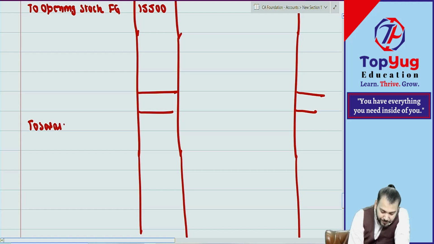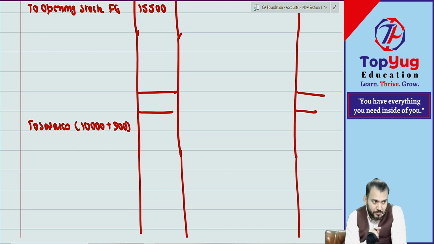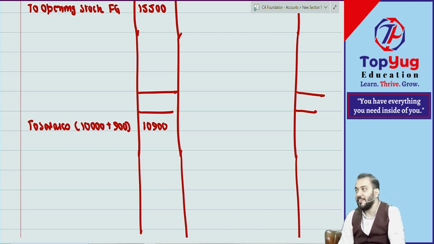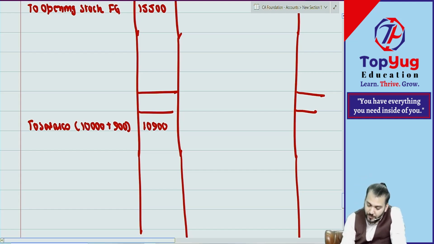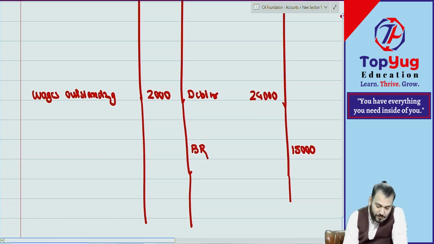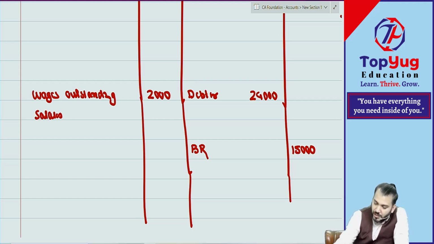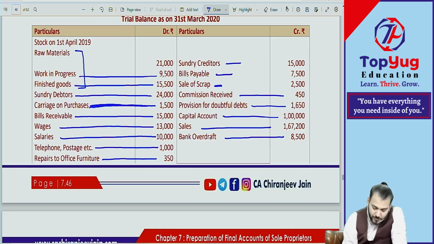So how much paid and how much outstanding? You have given correct amount na for salaries and wages. Correct amount you have given because I am not checking. The entire blame to you. 10,900. Salary outstanding will go where? Correct. Salaries outstanding 900. Very good. Excellent. Then telephone postage where?